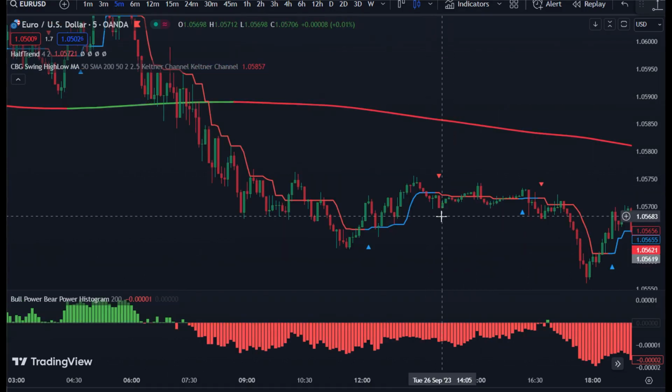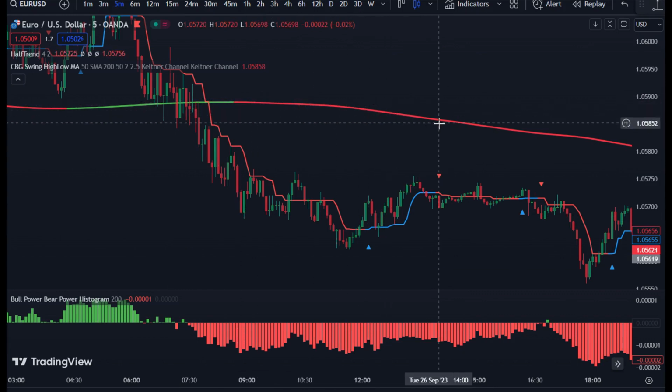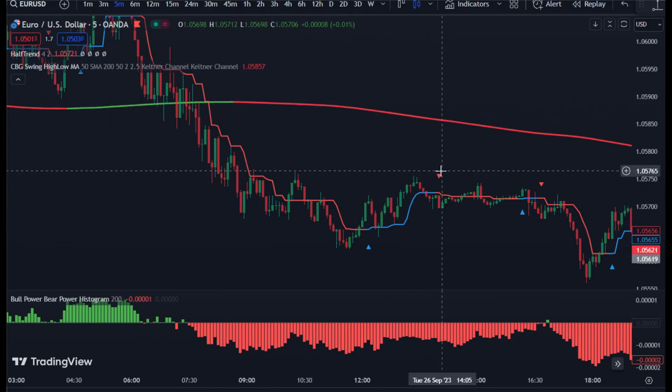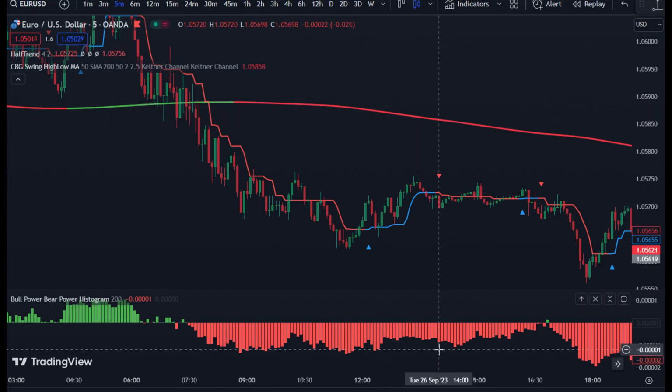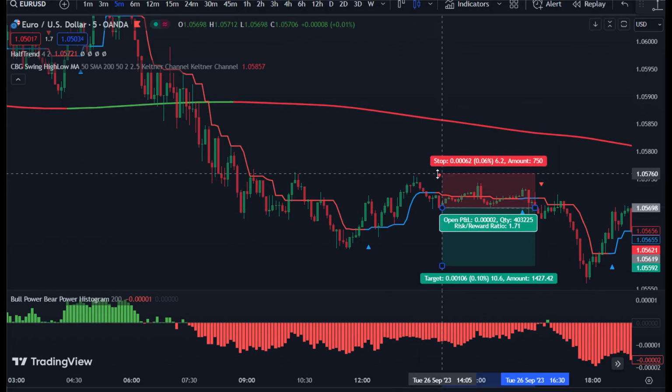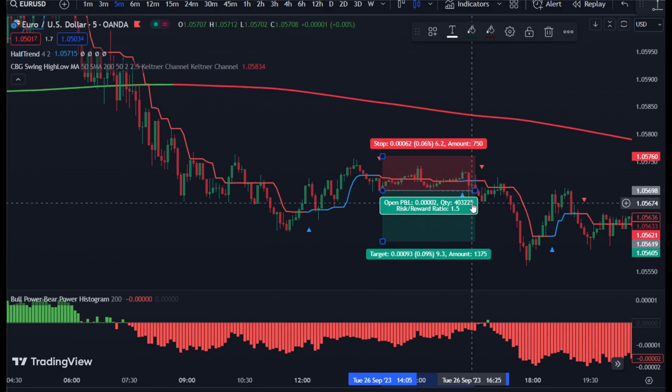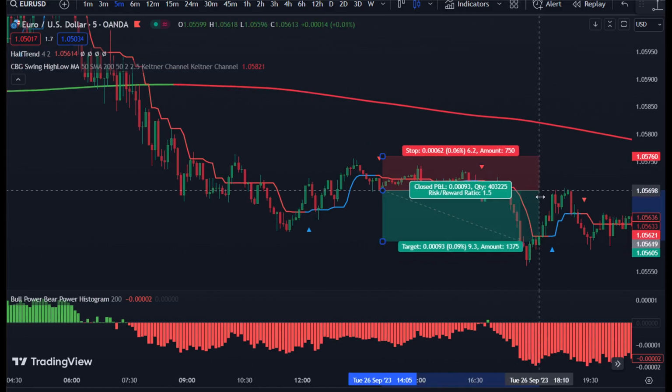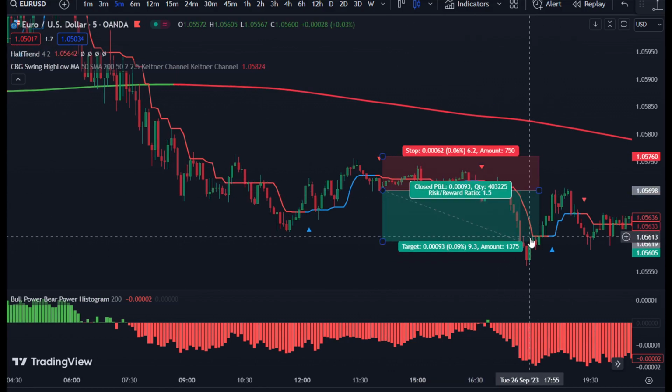We have another short position right here. The moving average is in the red. Our sell icon has appeared and we can see that the histogram also is in the red, so we can take our short position. Set the stop loss a few points above the swing high, and you can see with our 1.5 risk reward ratio, we did hit our profit target.